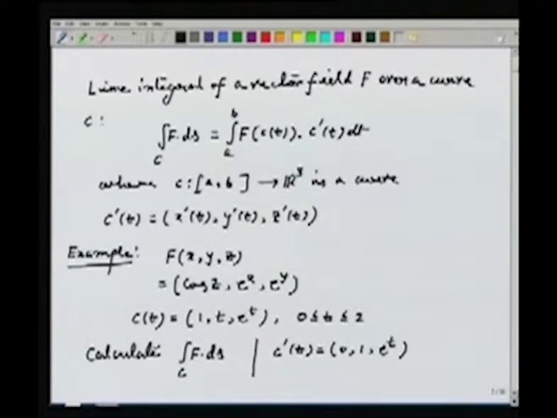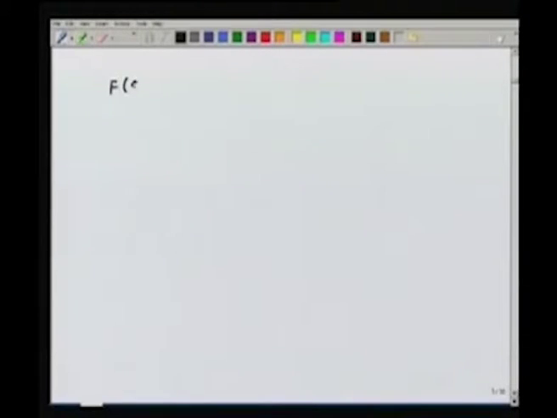Then I have to calculate what is f of C(t). So f of C(t) equals f of 1, t, e to the power t, which by definition of my vector field is cosine of e to the power t, then e, then e to the power t. Well, that is f of C(t).